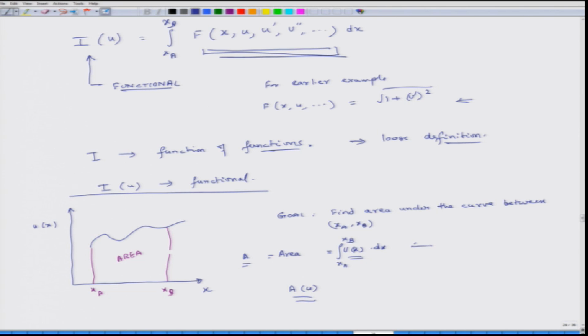So, it is a relatively simpler functional where the dependence is only on u and not its derivatives. In the earlier case, it was a little more complicated because there was this u prime, and then I had to square it and take the square root of all that stuff. So, it was a little more complicated, but this is the general definition of functional.